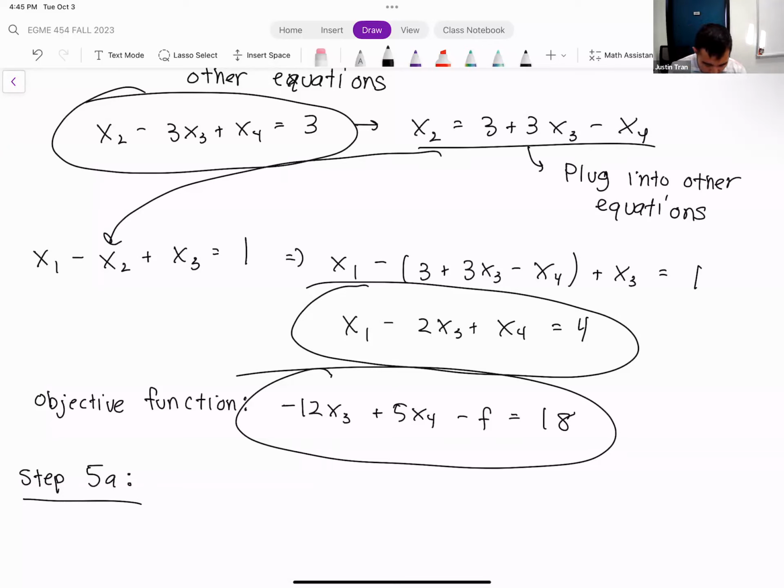All right. So that is our second go around. Okay. So now we kind of hit the bottom again. So let's go ahead and return to step two. And so let's look at our objective function. So we have a negative coefficient here. We have a negative 12x3. Okay, and so we have a negative coefficient. And so that means that this problem can be improved.